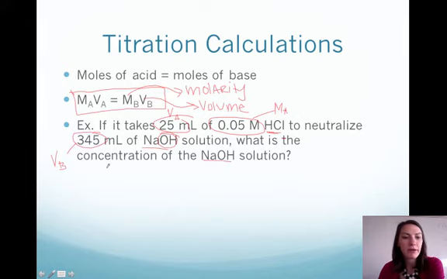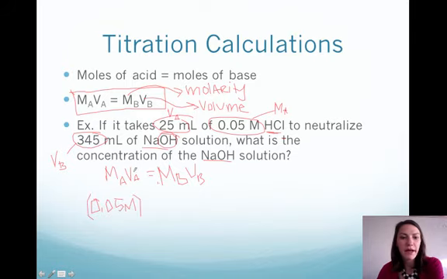All right, well, I'm going to start by rewriting my formula. MaVa equals MbVb. All right, so the molarity of the acid is 0.05 molar, and we're going to multiply that by the volume that I have. And you can convert this to milliliter, can keep this in milliliters, or you can convert it to liters. I like to use liters just for consistency, so I'm going to use liters.